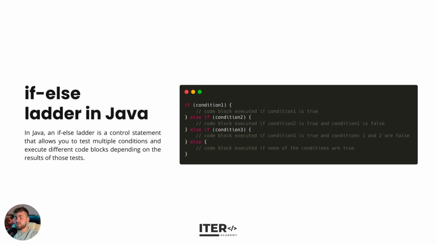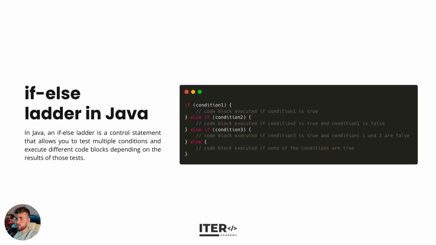Let's discuss if-else ladder in Java. In Java, an if-else ladder is a control statement that allows you to test multiple conditions and execute different code blocks depending on the results of those tests. On your current screen, you can see the syntax of an if-else ladder. Let's break down the components of the syntax.